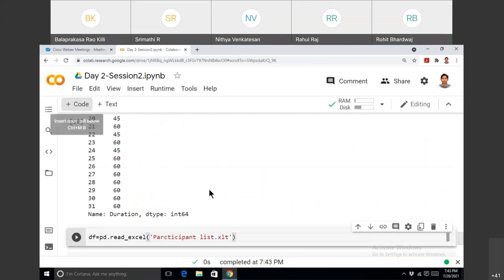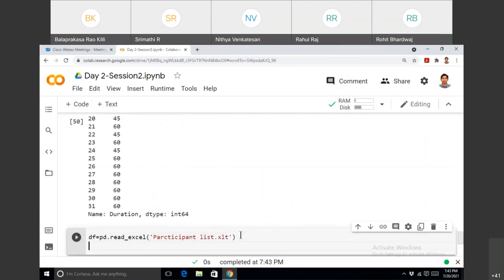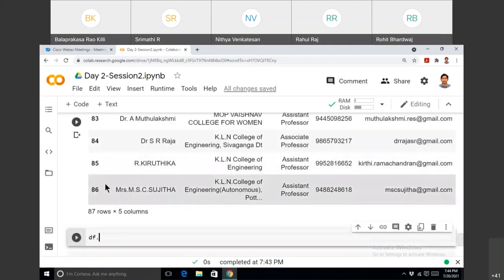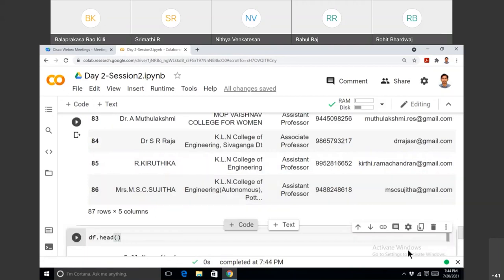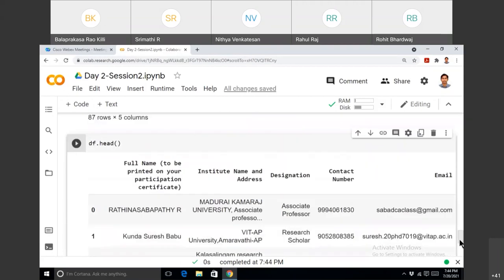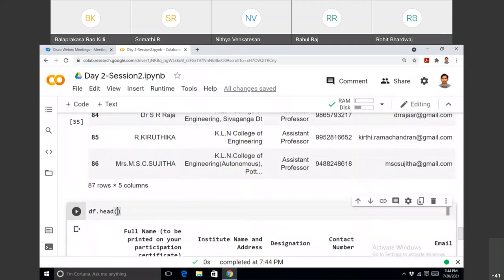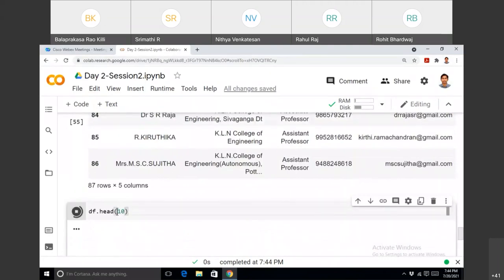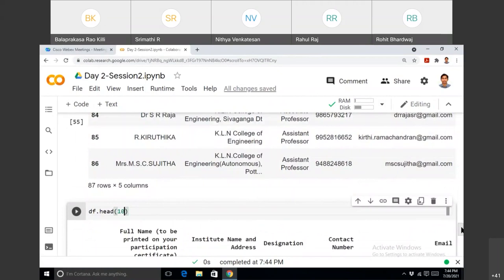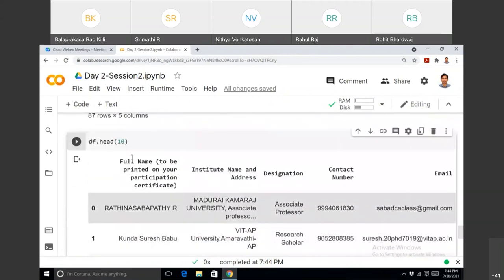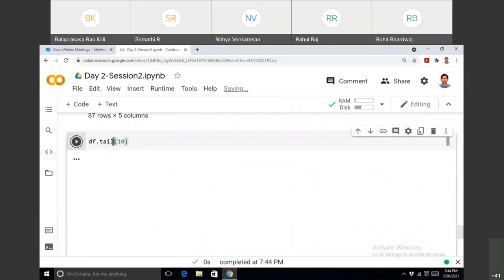Now you see, I have stored the result in df. If you want to see the first few lines, it supports a command called df.head. Head will give you the first five rows inside df. You see, these are the first five rows. You can specify if you want 10 rows, give 10. Similarly, if you want the last 10 rows, you give the tail command instead of head. It will give you the last 10 rows.